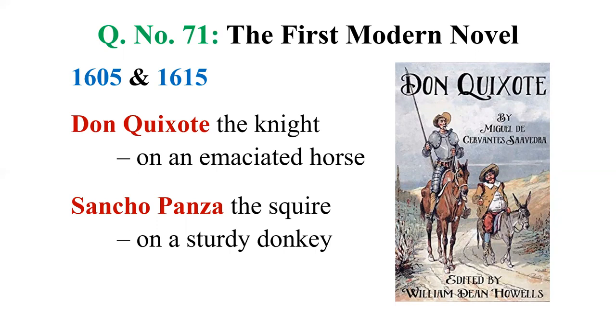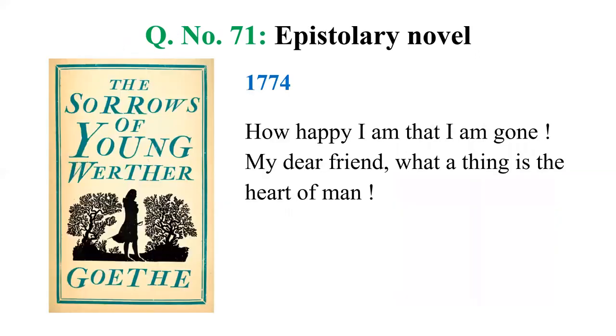So this is the work which is considered the first modern novel, a realistic portrayal of the world. And with this, let's go to the next one. Next, we have the German writer Goethe. It is pronounced Goethe in English. And his autobiographical work, The Sorrows of Young Werther. It was published in 1774.